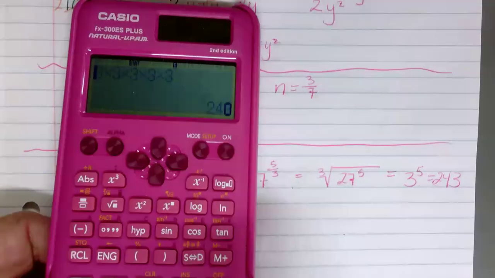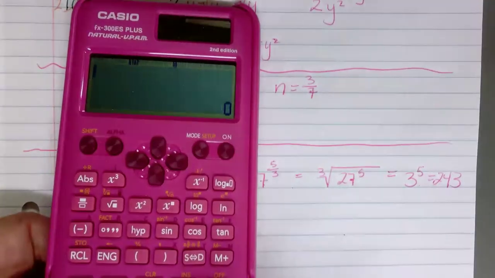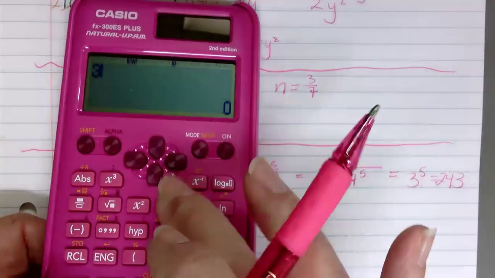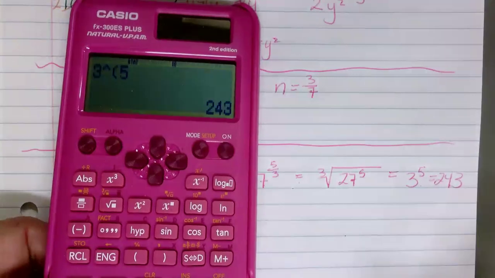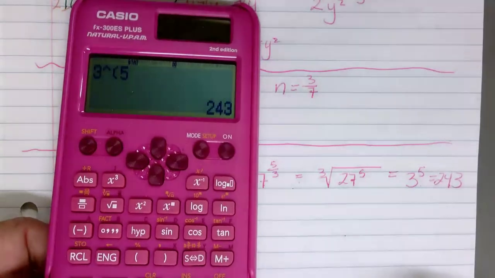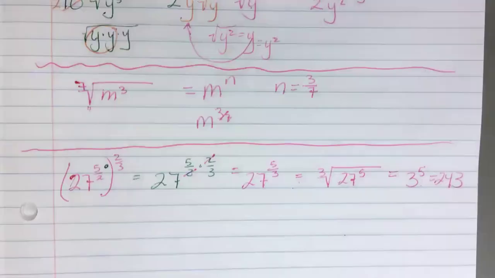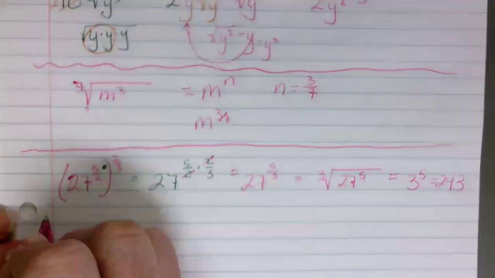Or clearing it out, you can go 3, and then we have this x to the exponent that's blank, and I can put a 5 in there, equals, and it's still 243. Right on. Next one.